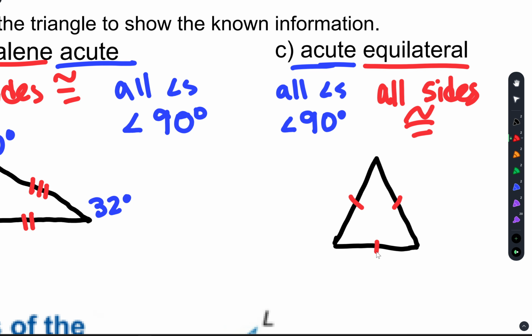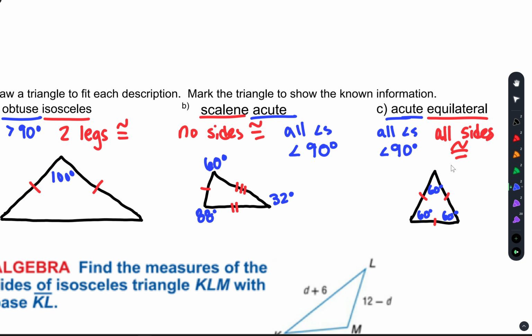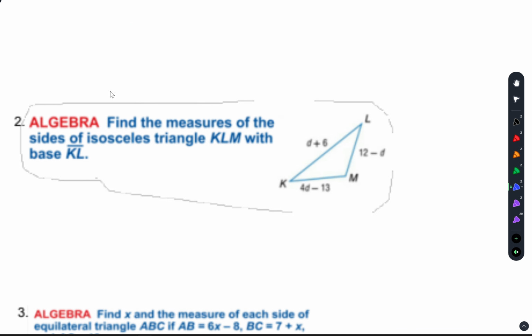And actually, one of our theorems we'll learn later is that if all of my sides are equal, all of my angles must also be equal, which means if they're all adding to 180, then these all should be 60 degrees. Any questions on that? Okay, let's get into the examples here.